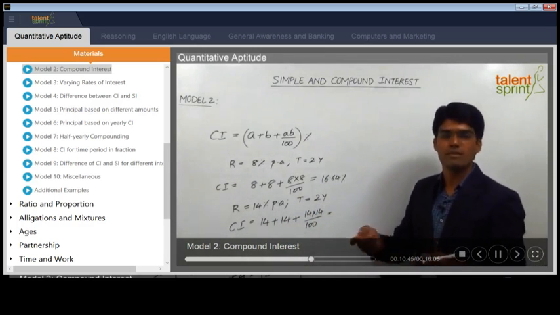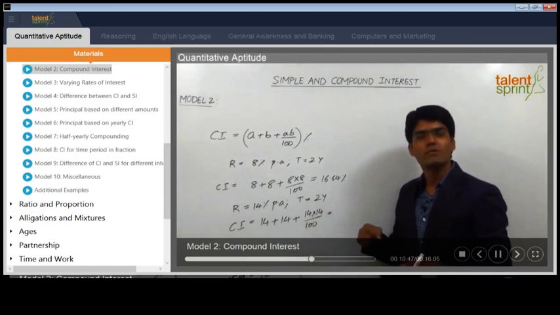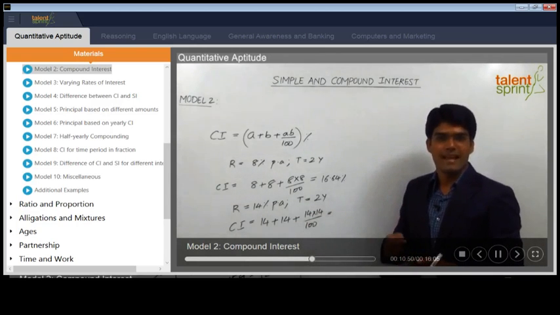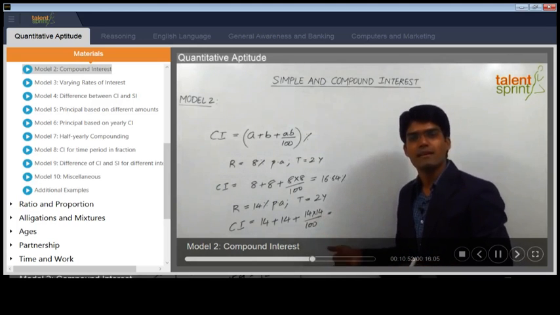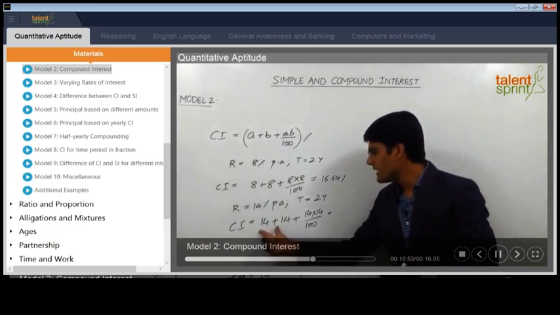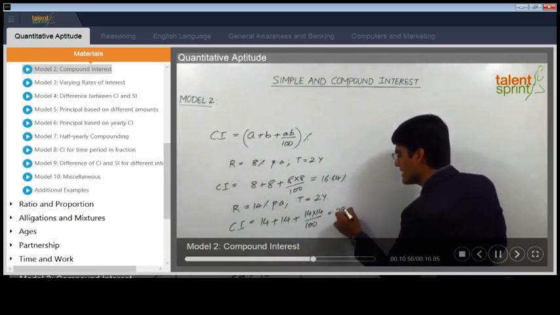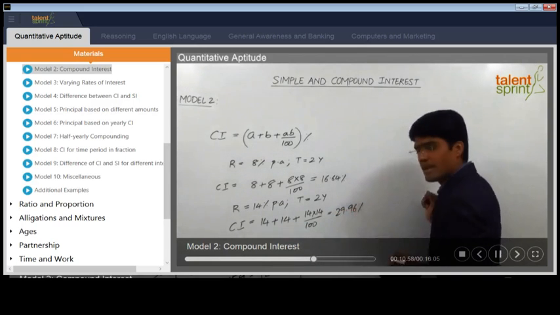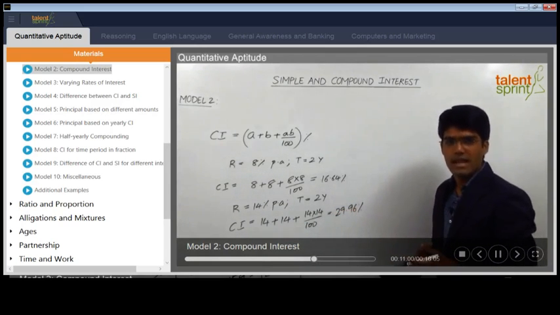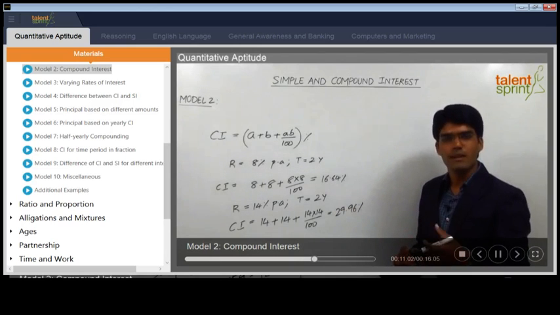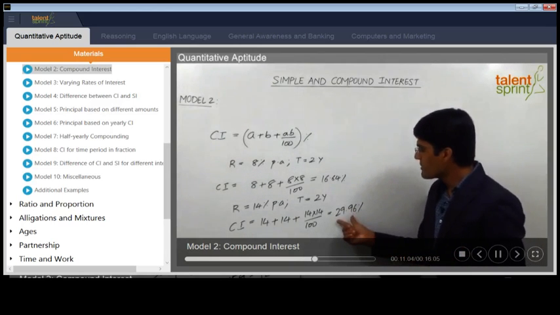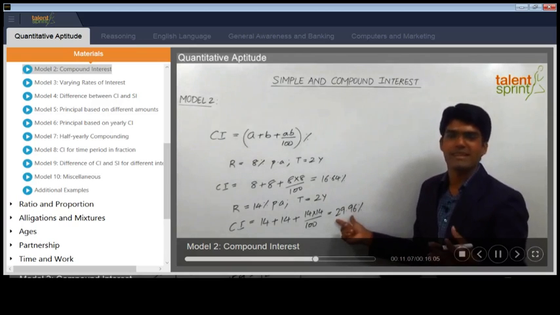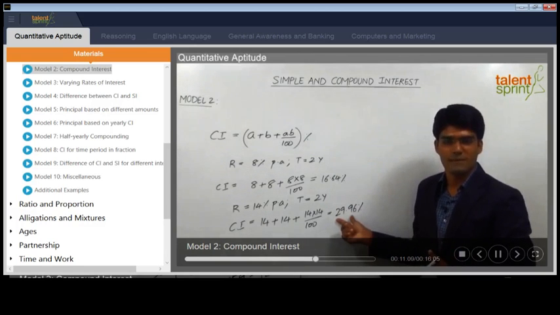14 plus 14 is 28, and 14 into 14 is 196, as it is 14 squared. So 196 by 100 is 1.96. So 28 plus 1.96 would be 29.96%. And if the options are given in such a way that approximate calculation will help us to mark the correct answer, we can approximately take it as 30% and get the answer in a much faster way.